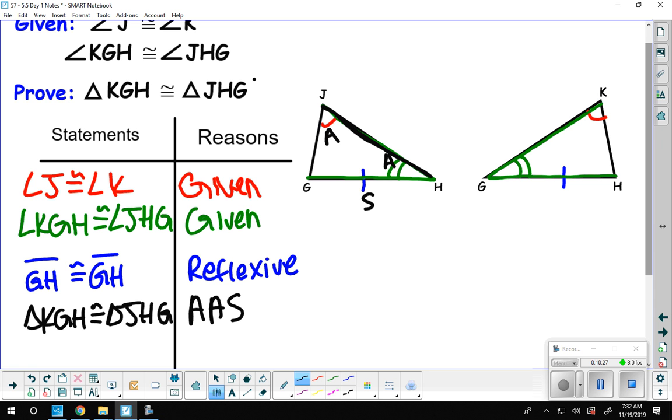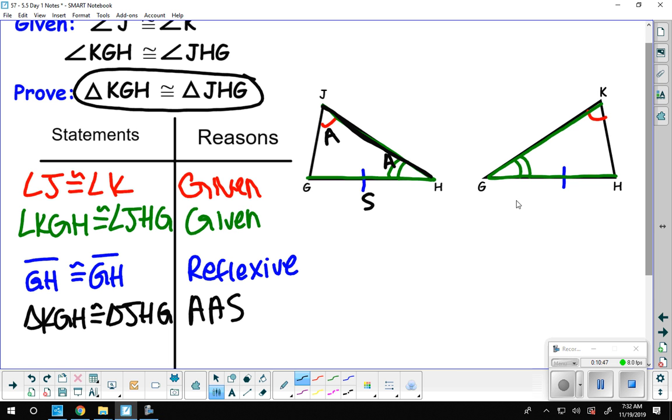So in this one, we don't have to use CPCTC because we were just trying to prove that the triangles are congruent, and we did that. Now, if we were trying to prove something else, we do know that the triangles are congruent. So now we know all the corresponding angles are congruent and all the corresponding sides are congruent.